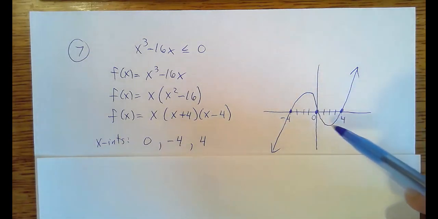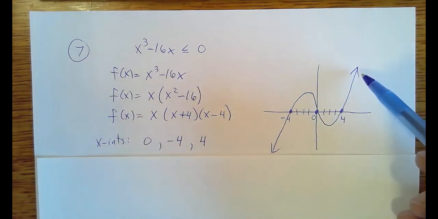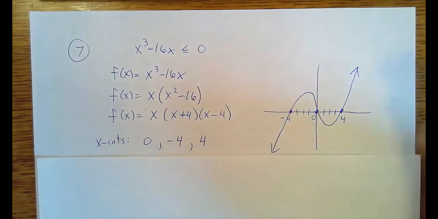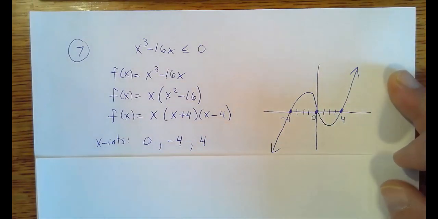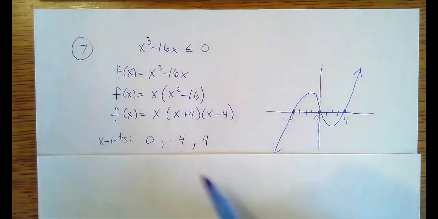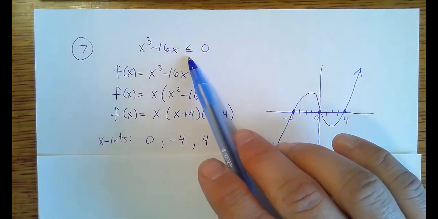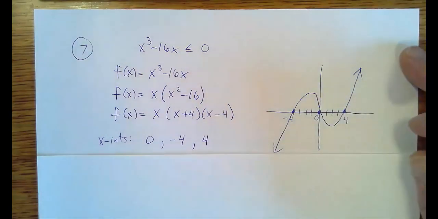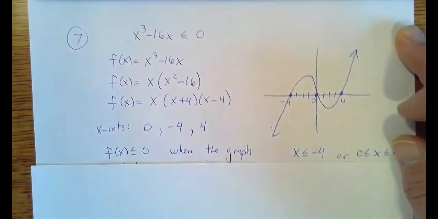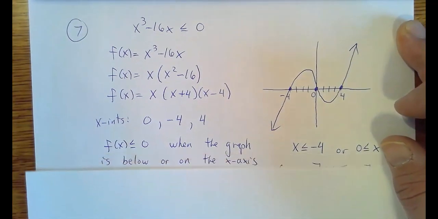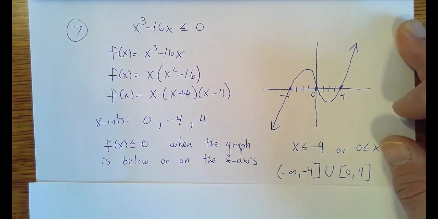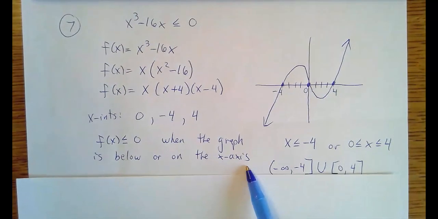So we get this nice cubic graph here to match up with the x-intercepts and the end behavior. And now we're trying to figure out, when is this function less than or equal to 0? In other words, when is the graph below or on the x-axis? So f of x is less than or equal to 0 when the graph is below or on the x-axis.